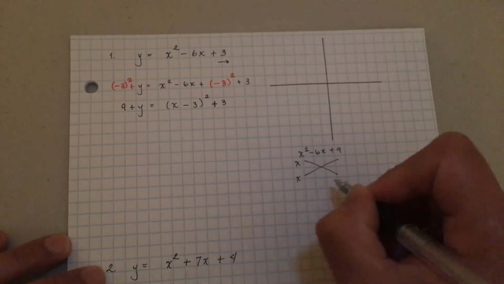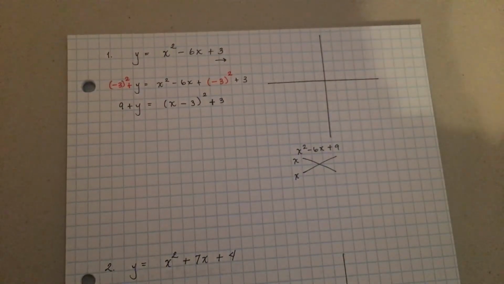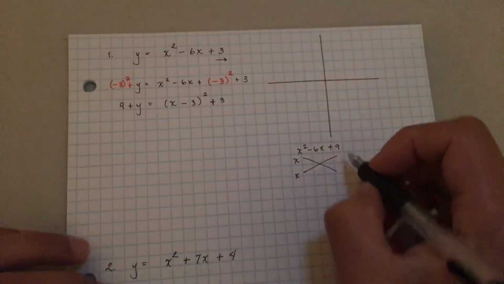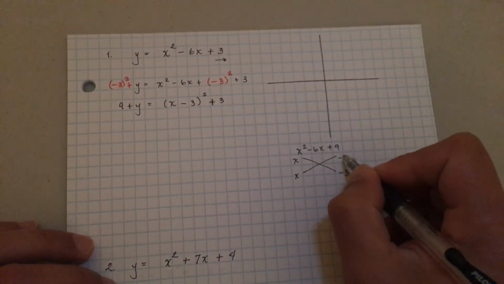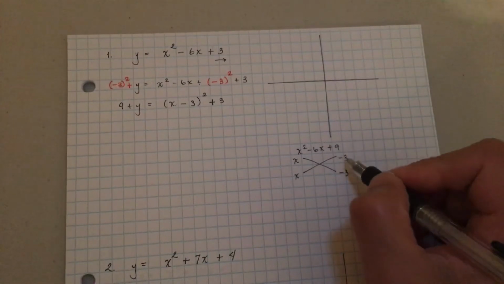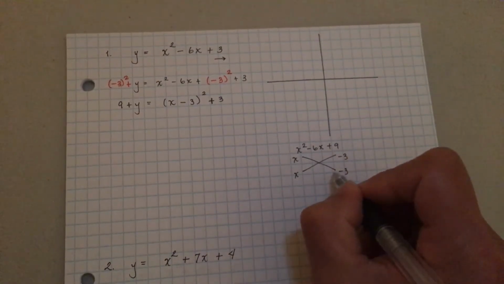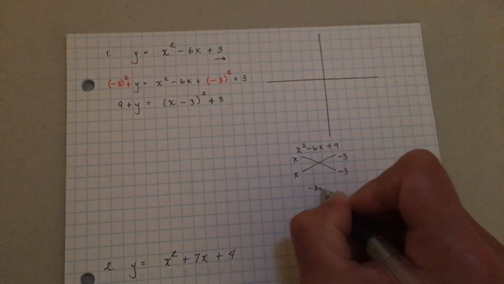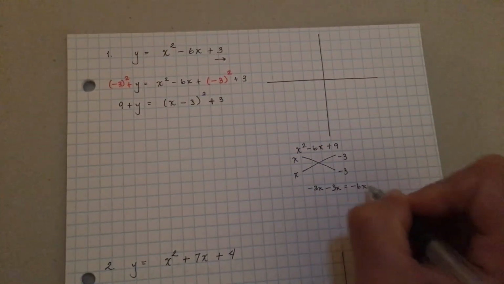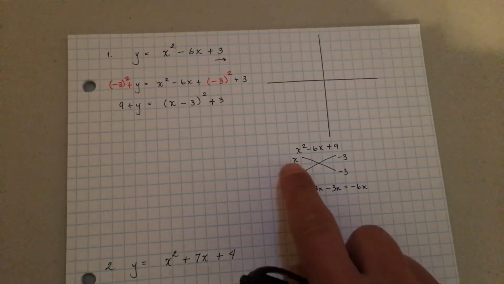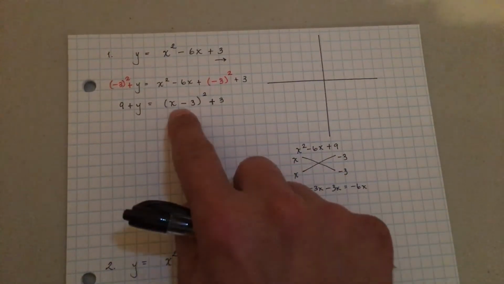X y X. Factores de 9 que me van a dar menos 6. Bueno, van a ser menos 3, menos 3. Porque negativo 3 por negativo 3 me da 9. Negative 3 times negative 3 is 9. So when I cross multiply, I get negative 3x, and that gives me negative 6x. And that's what I wanted. So you see, it comes out x minus 3, x minus 3.